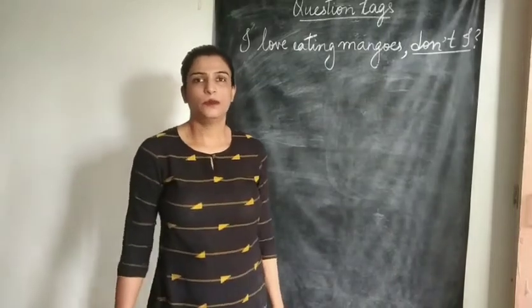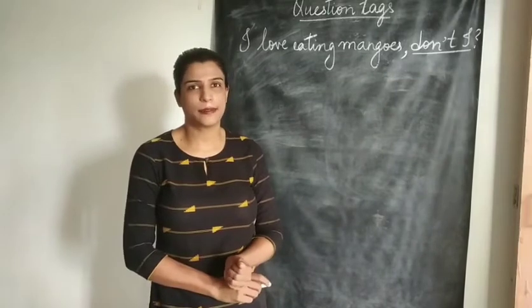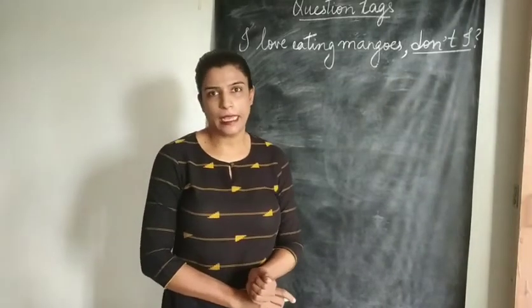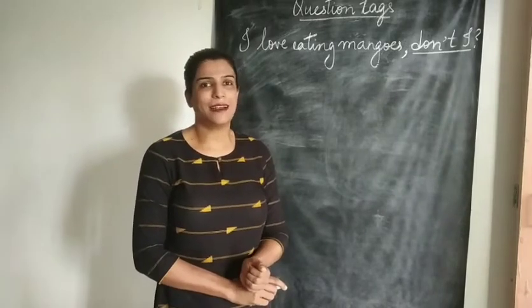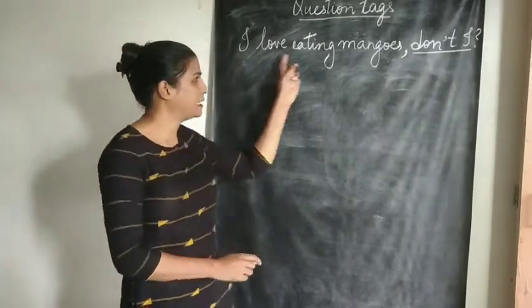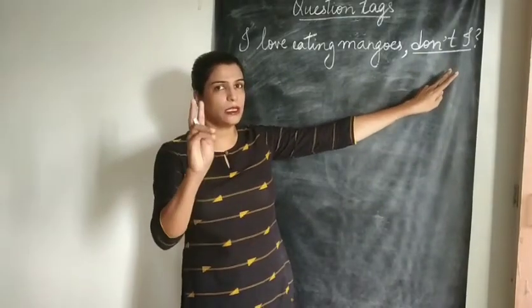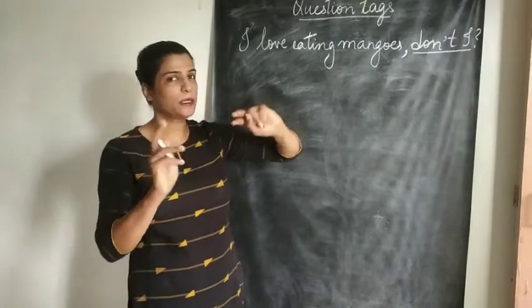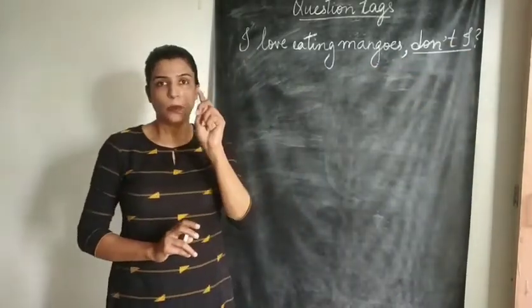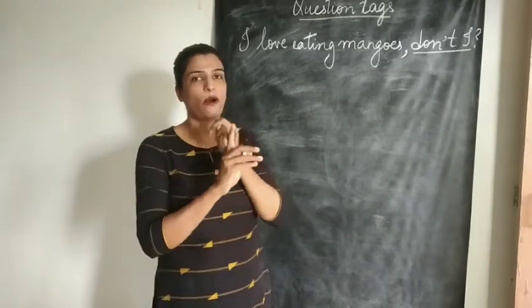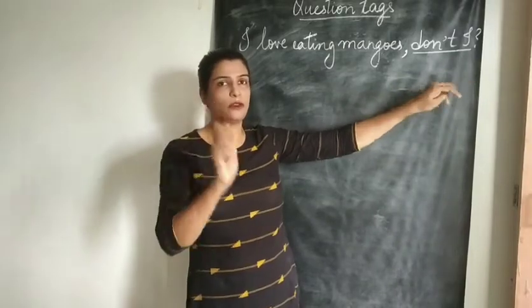We begin with a new topic of grammar, that is question tags. What are question tags is what we need to know first. Question tags are a combination of a sentence and a short question of 2 words, only 2 words. And what are the punctuations used over here? A comma is used and a question mark is used. So a question tag is a combination of a statement and a short question of 2 words.